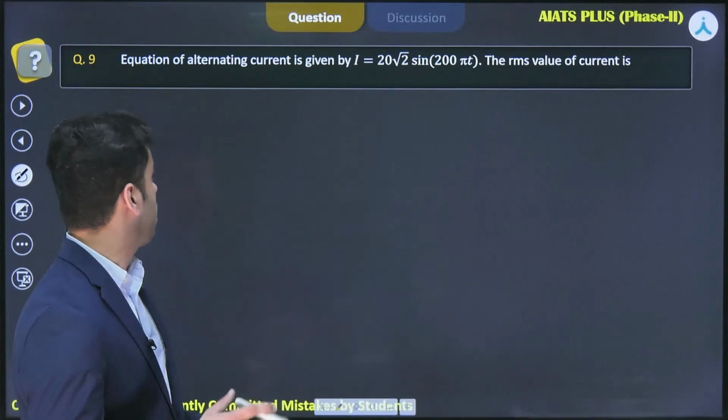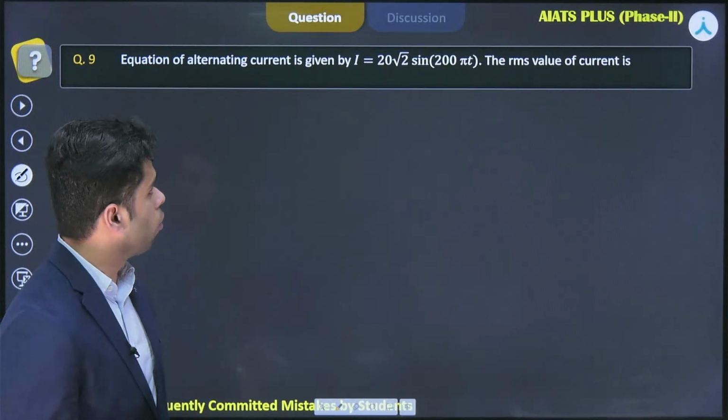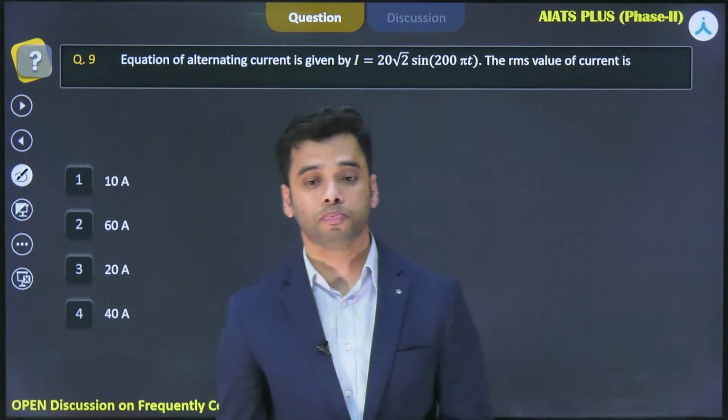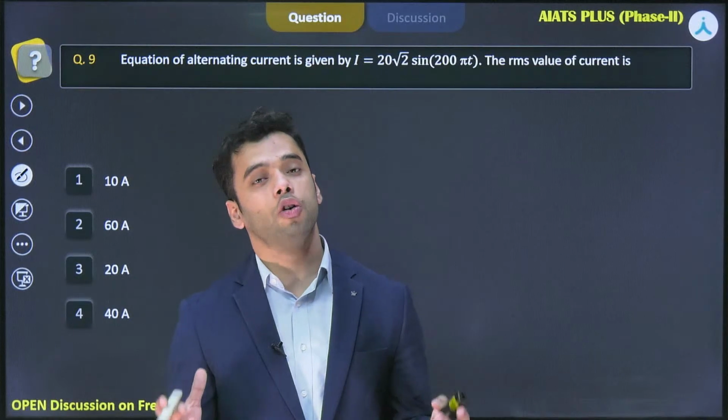It says problem 9. It says that the equation of alternating current is given by I equal to 20 root 2 sine 200 pi t. The RMS value of current is what you are required to find. So, RMS value of current.